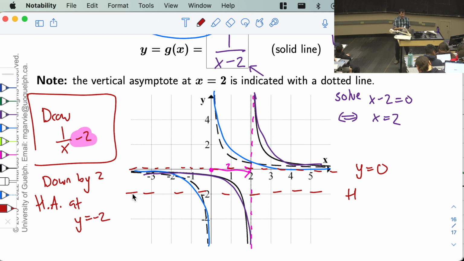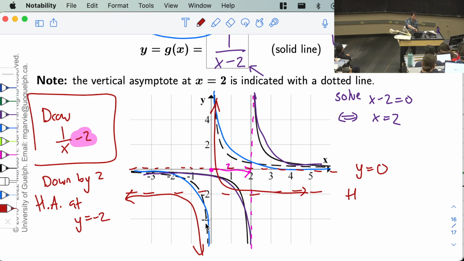The vertical asymptote's still at 0. The horizontal asymptote at minus 2. It looks like that. This is the new function, drawn in red on top of it. It's the original blue function moved down. Of course, that graph is starting to look quite messy.